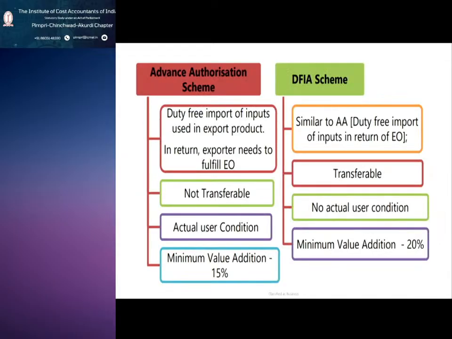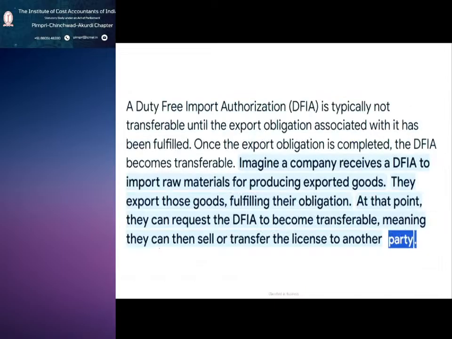Now we will go into detail, because previously in the advance authorization scheme I also mentioned there should be a minimum of 15%. Minimum 15% means, as you might have seen in our material, it differs product wise. Even if it is tea, then 20%, 25%. But generally for most of the products it is 15%. So we'll go back to yesterday's topic and continue.